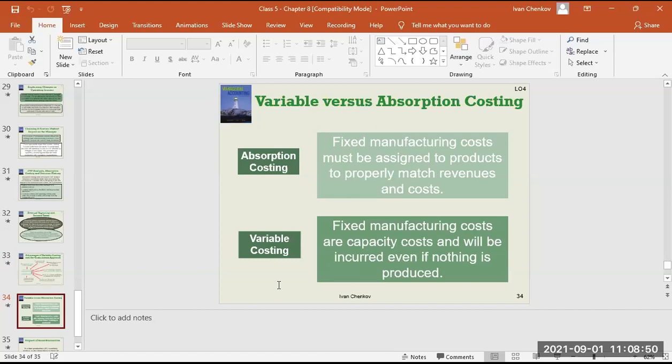Absorption costing. What's the difference? Fixed manufacturing cost must be assigned to the product to properly match the revenue and cost. Under the variable, fixed manufacturing overhead are capacity costs and will happen even though nothing is produced.